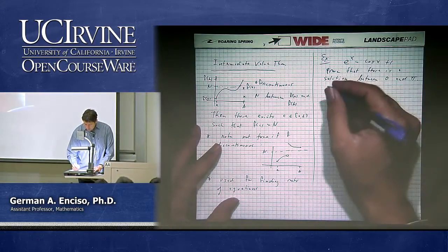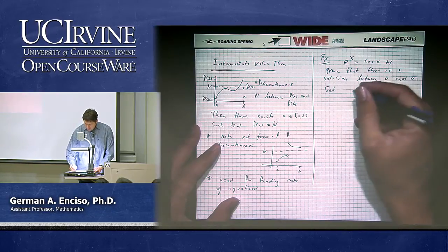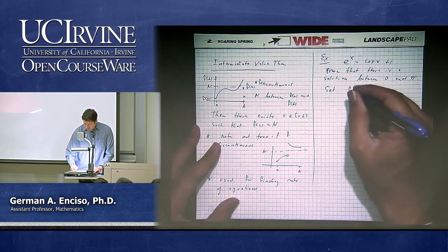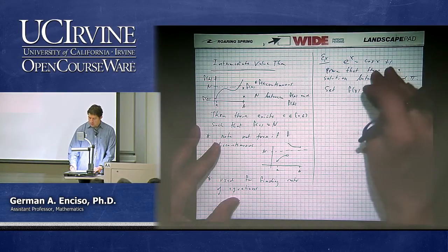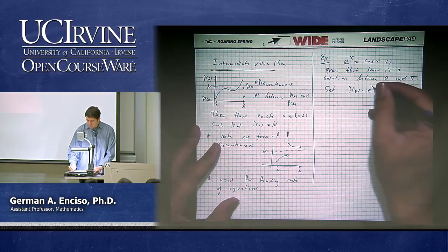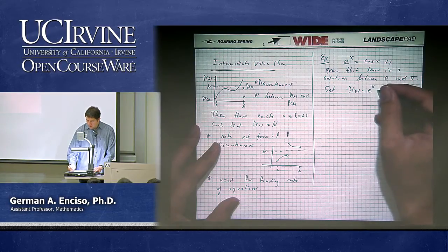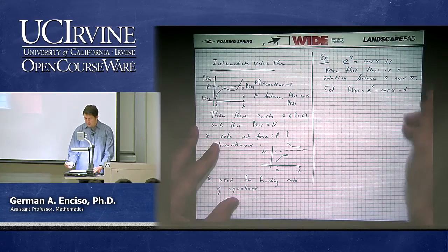Let's see. So how do we do this? Well, we want to use this theorem. So we're going to have to come up with some function, f of x. And I'm just going to bring this stuff over to that side and set f of x to be equal to e to the x minus cosine of x minus 1.